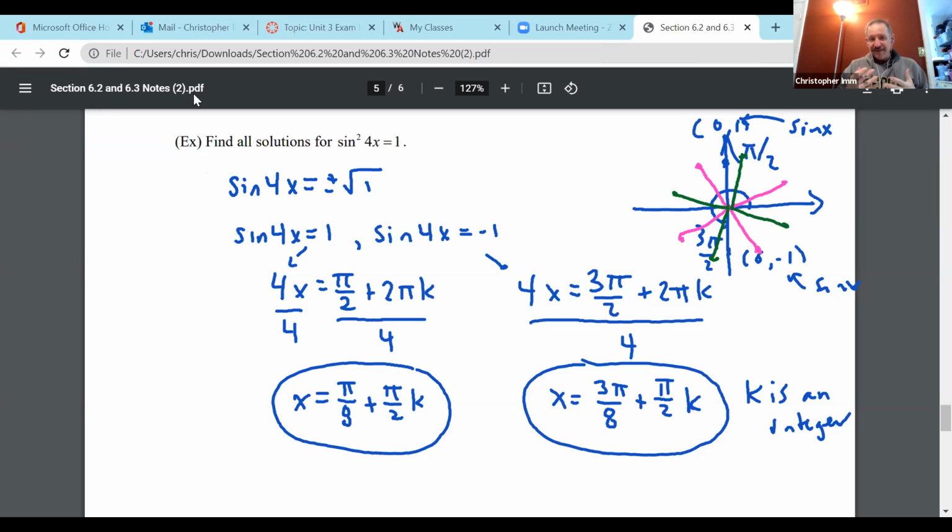So you see the process. We want to solve for the multiple angle, add on the period, and then remember how many angles you're going to have on that period, divide by the angle and find them. Plug in k to find them all. Okay. All right.